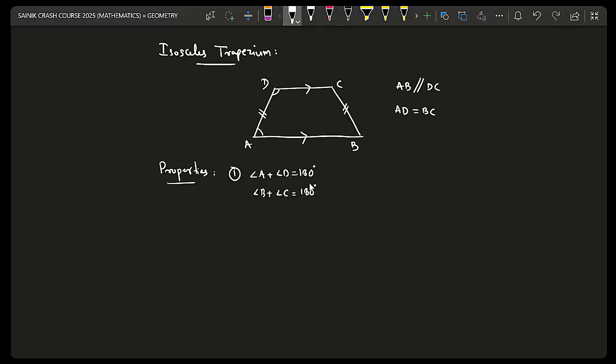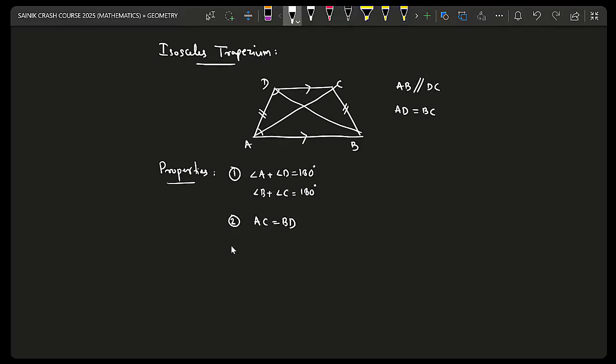So this property we understood from trapezium only. In a trapezium also, the adjacent angles along the parallel lines are supplementary. So because every isosceles trapezium is a trapezium, it also satisfies that property. And some extra properties are there for isosceles trapezium. That is, the lengths of the diagonals are going to be equal. So AC will be equal to BD. So we can write the length of AC will be equal to length of BD.